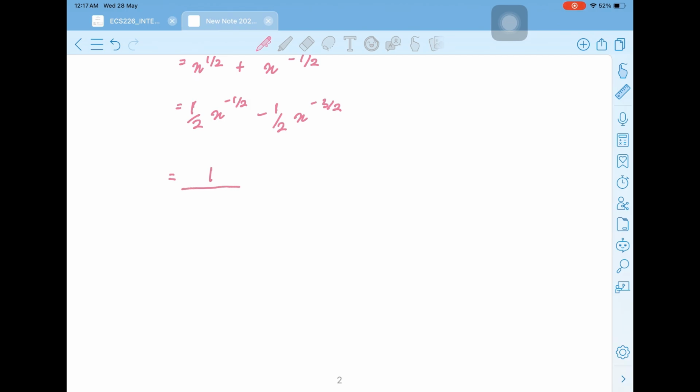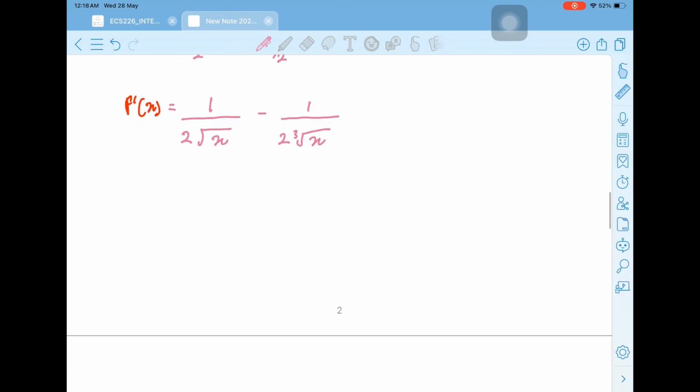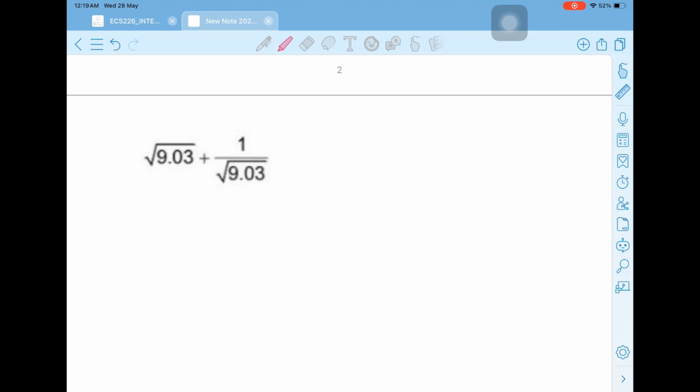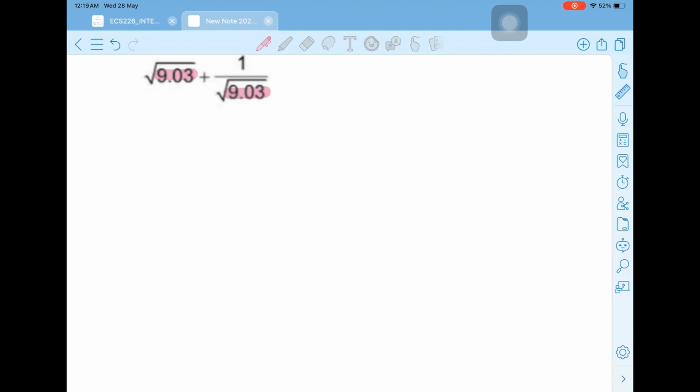Now, once we have differentiated, we will get f prime x equals 1 over 2 square root x minus 1 over 2 cube root x. Now that we have got f prime, we need to find delta x. In order to find delta x, we need to find x, which is the given value, and x0, which is the estimate value. From the equation, x, which is our given value, is 9.03. Now, to find x0, we need to estimate the closest number to 9.03.